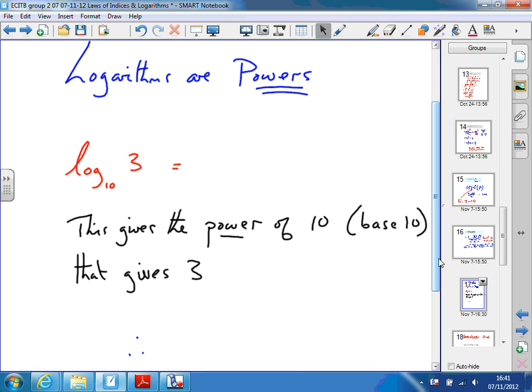If I find the logarithm to the base 10 of 3, what does that turn out to be? You give me about 6 significant figures. That's the power of 10 that gives 3, 0.477121.